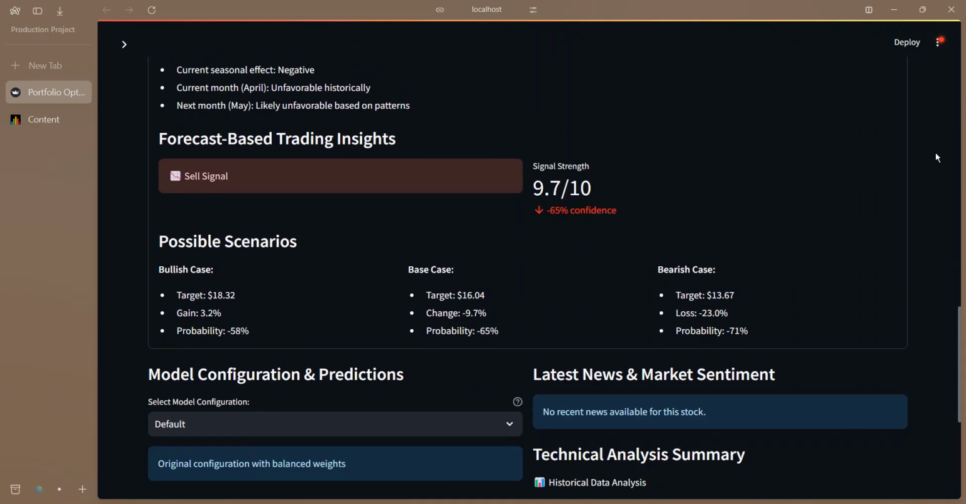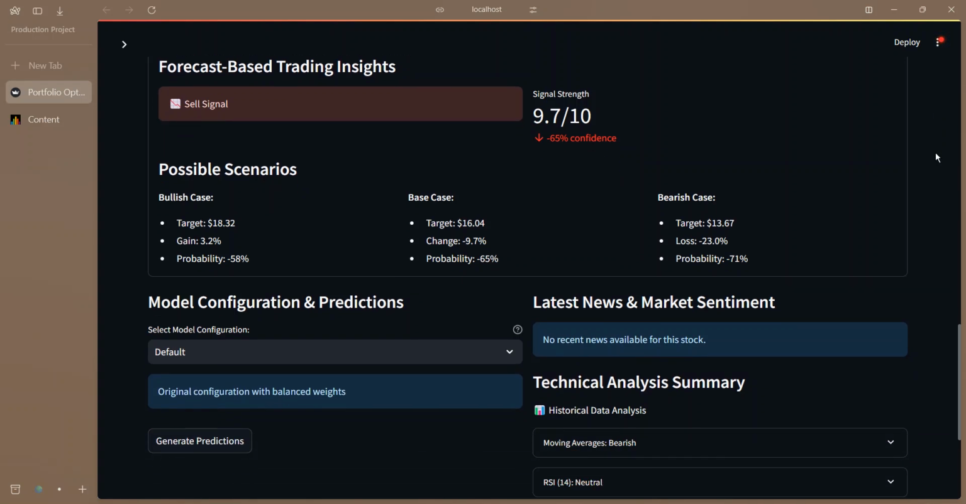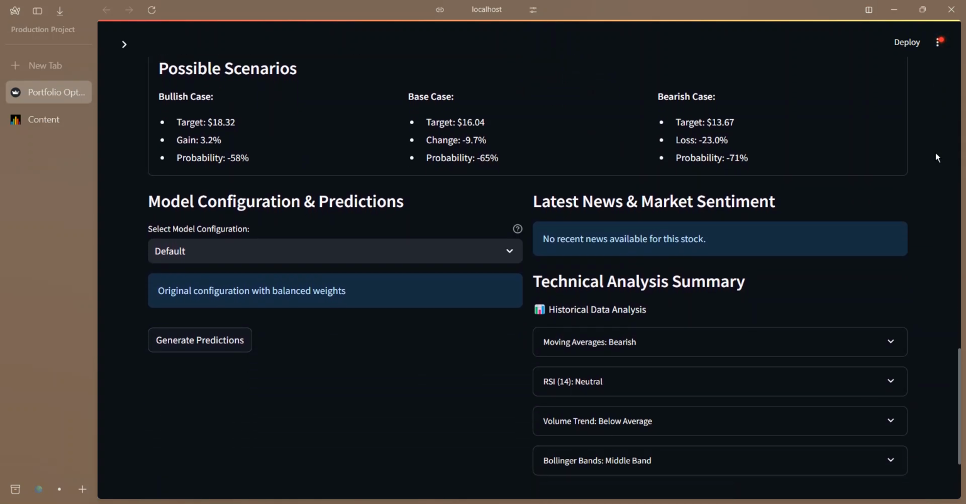And then we can see over here the possible scenarios. Obviously, these scenarios are basically trained upon the historical data and also trained on the general market index. This stock does not have any news, or it probably has news, but not very significant.